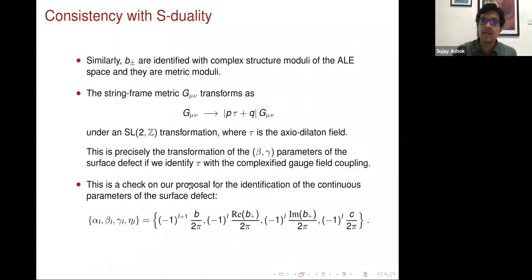In exactly the same way, the other NS scalars, B plus minus, are identified with complex structure moduli of the ALE space. So the metric moduli and the string frame metric transform like so under S-duality. And this is exactly how beta and gamma should transform from the gauge theory analysis. So overall, we have a proposal that is totally consistent with what the gauge theory expectations are. So in some sense, it's fair to say that we've completed what Kanno-Tachikawa proposed back in 2010, that there are fractional branes on this orbifold that realize the defect.